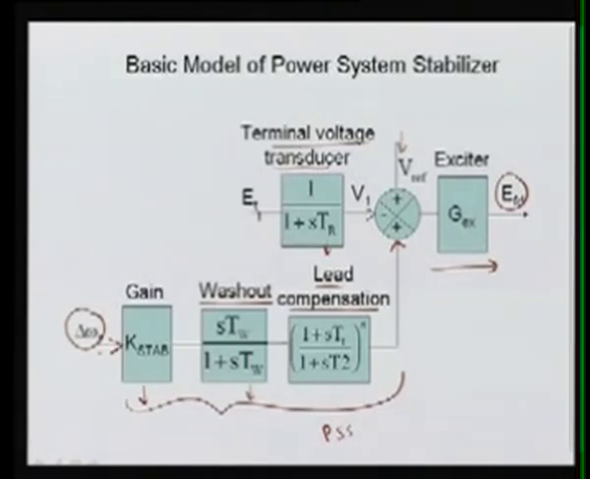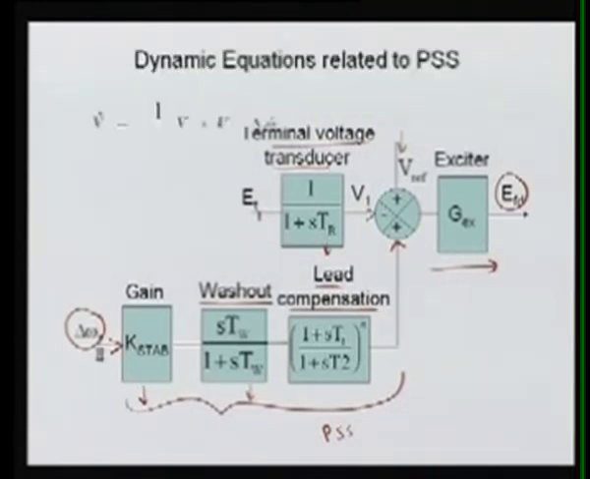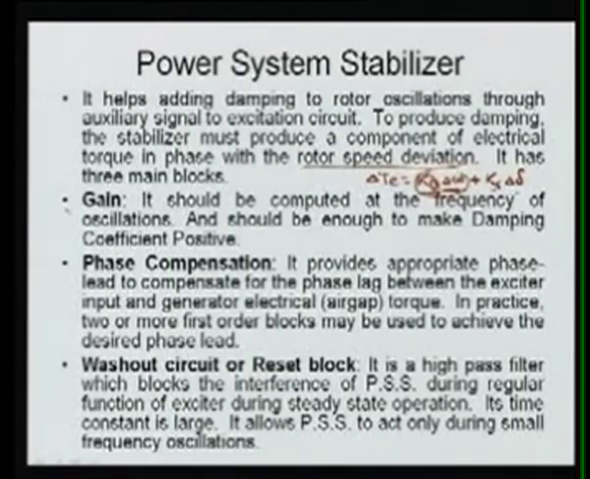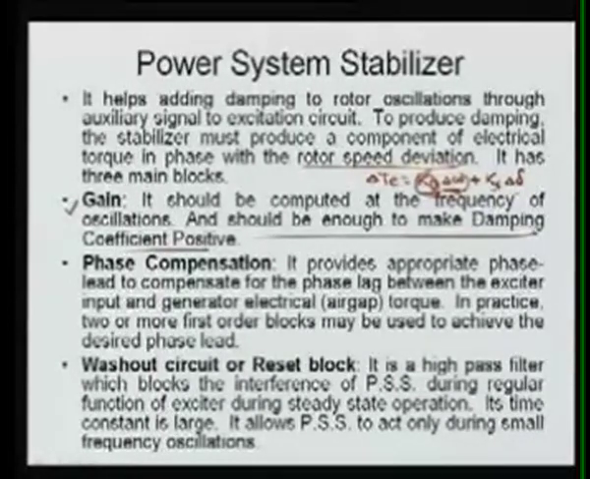So this speed deviation we are trying to provide in the phase, we are adding some damping to the system. We have three blocks, and the first one is your gain. The gain should be computed at the frequency of oscillation. The value is also very important to decide these gains, and it should be enough to make the damping coefficient KD positive.